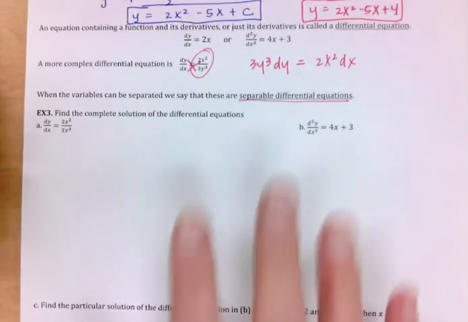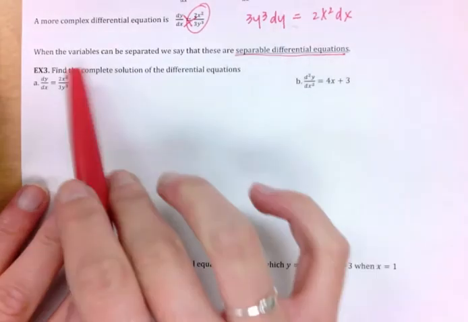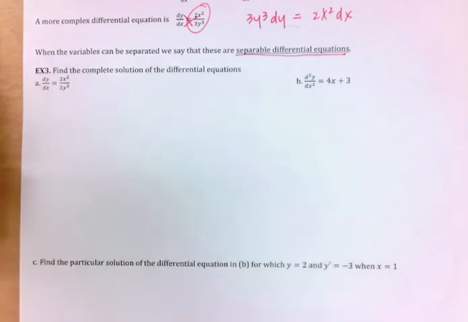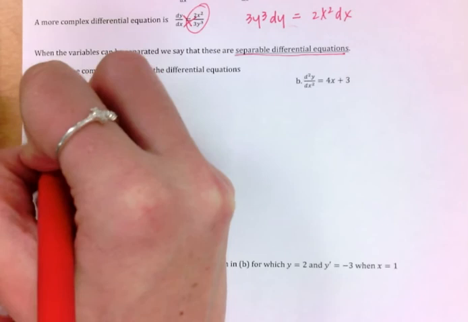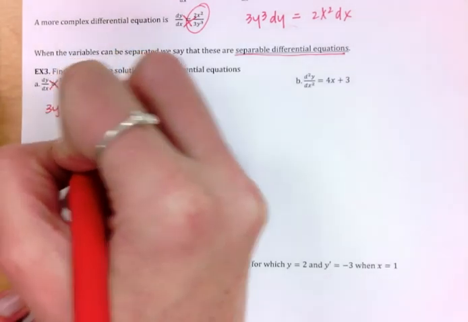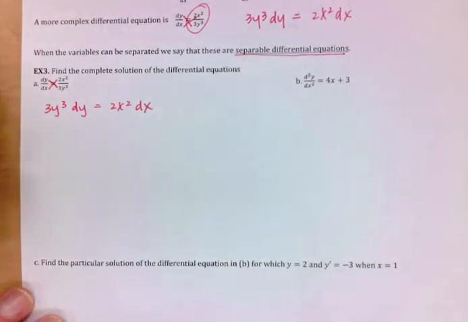So example 3, you're finding the complete solution of the differential equations. Okay, so a complete solution is including every constant that you could have, so you'll leave C there. Okay, so in A, we just need to separate, this is that same equation that we talked about, so you just need to separate your y's with your y's, your x's with your x's, so you cross multiply. So we get 3y cubed dy equals 2x squared dx.